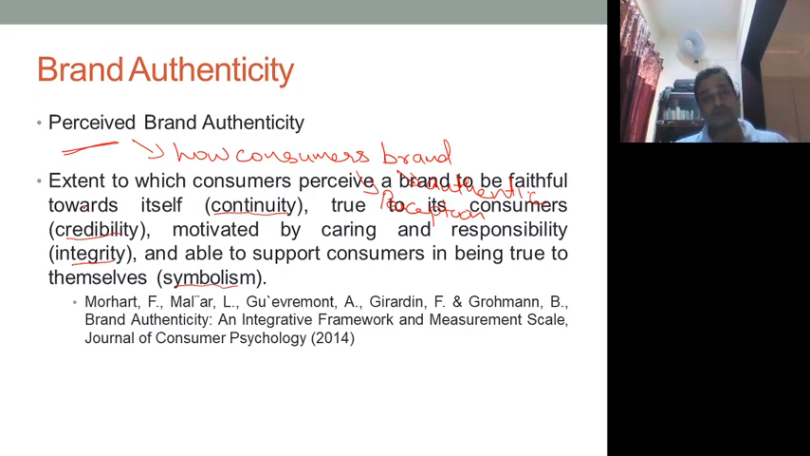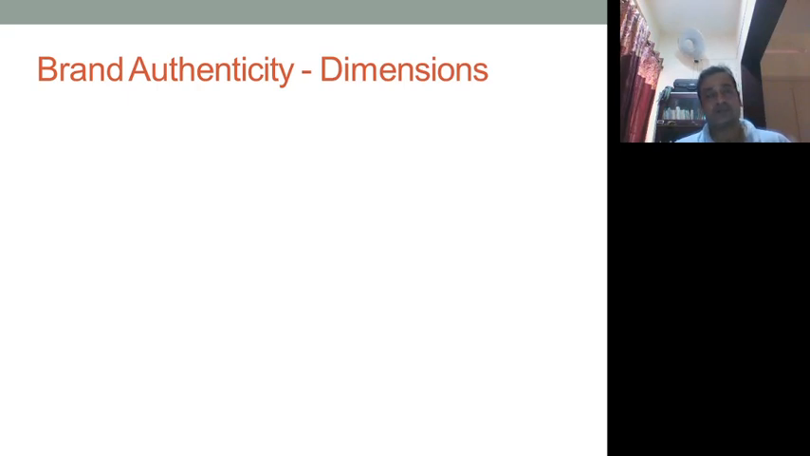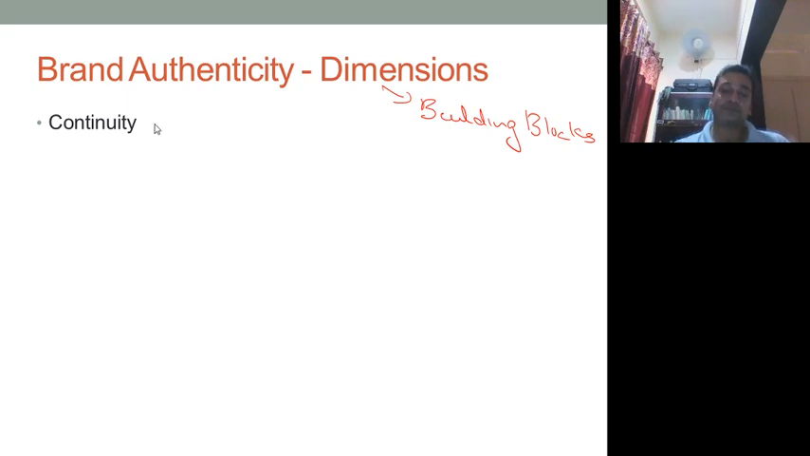So the question comes as to how can a marketer build an authentic brand, and it is not easy. It's a very difficult process. It takes a lot of time. And when we look at building brand authenticity, we have to understand what are the dimensions, or I would say building blocks, of brand authenticity. So when we look at the earlier definition, the authors have given four very important building blocks of brand authenticity. The first one being continuity.